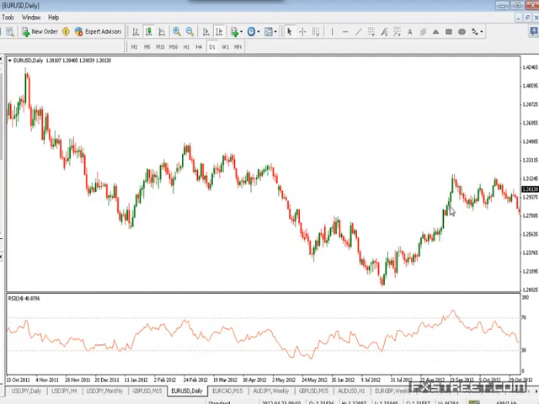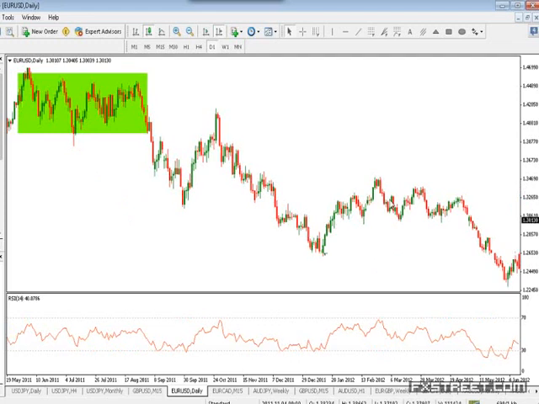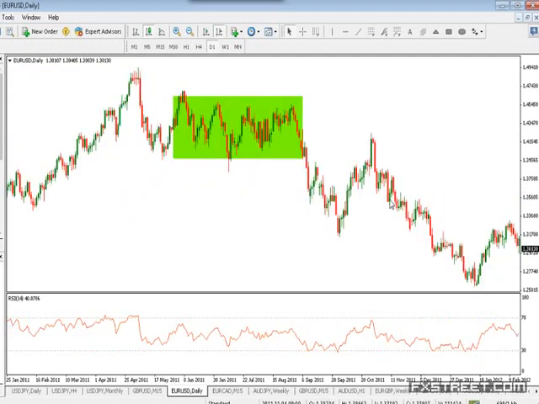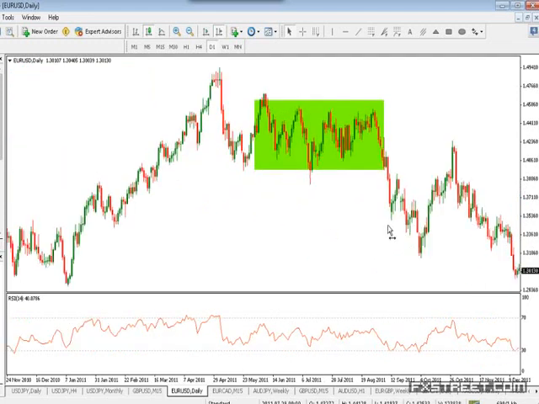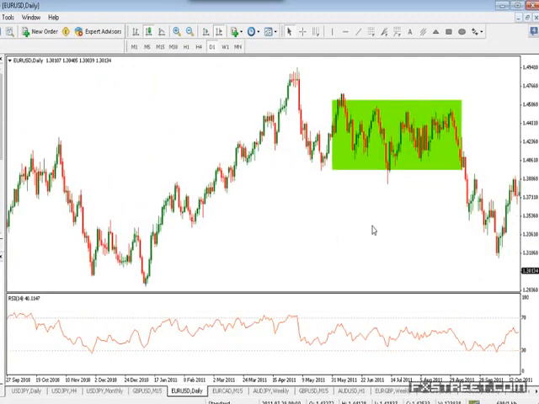Now let's have a look at a range bound situation. Now in a range bound situation, and this is what we call the law of the charts, whenever price is range bound, most of the times it tends to break out on the false side. So it tends to break out towards the side where it will not go subsequently as a trend, and then moves the other way around.